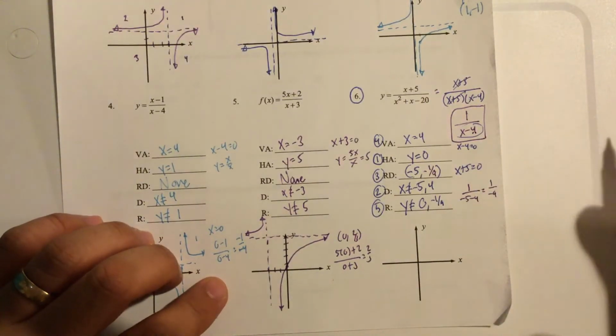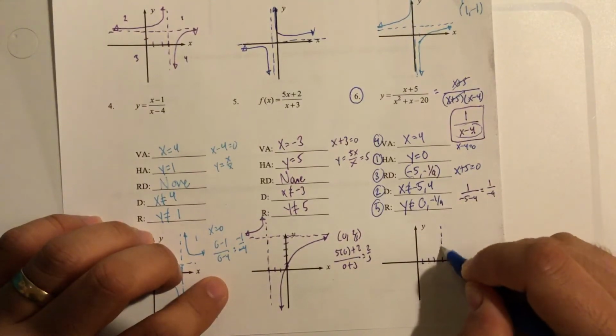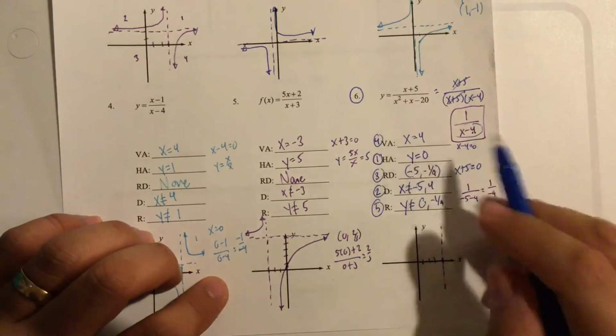So over here, there's a lot of stuff to graph. So x equals 4, so 1, 2, 3, 4. Y equals 0.